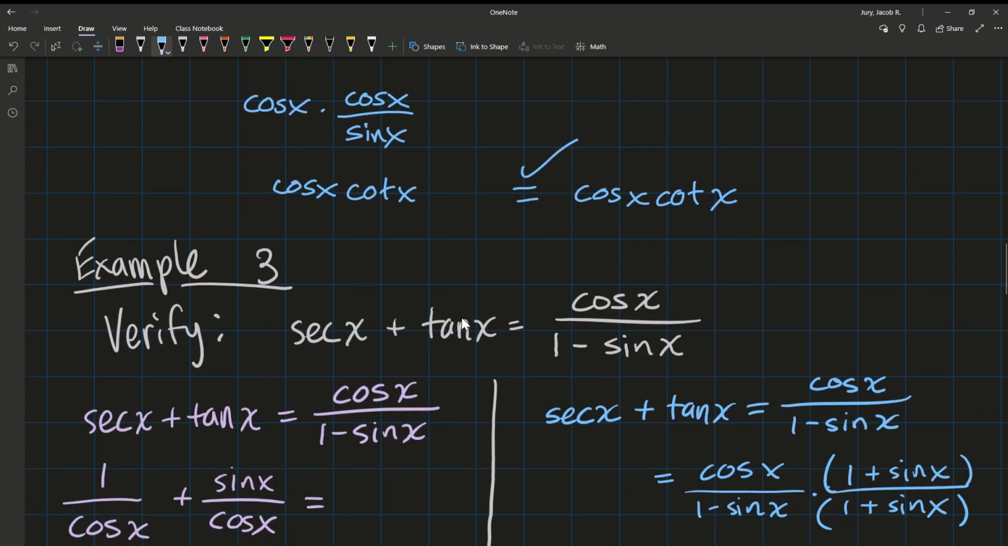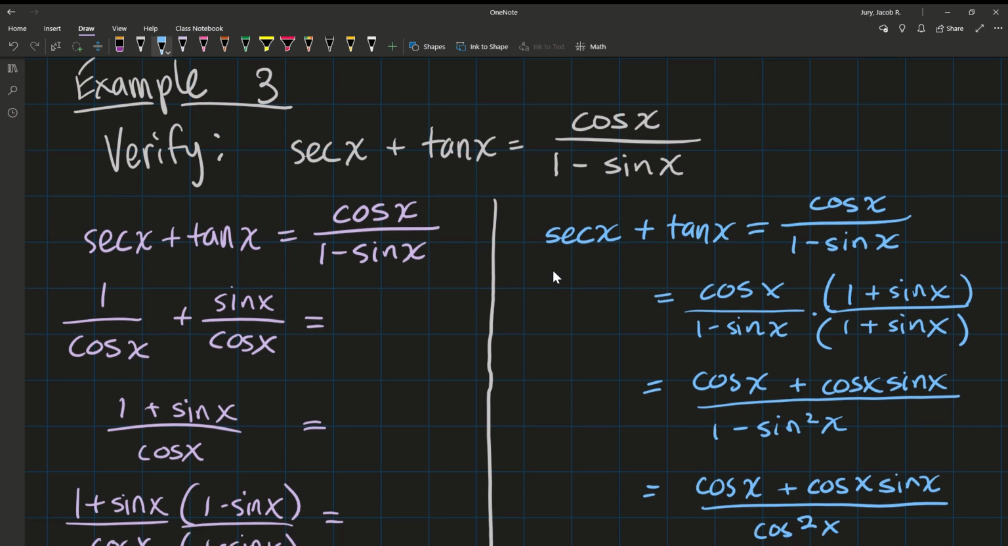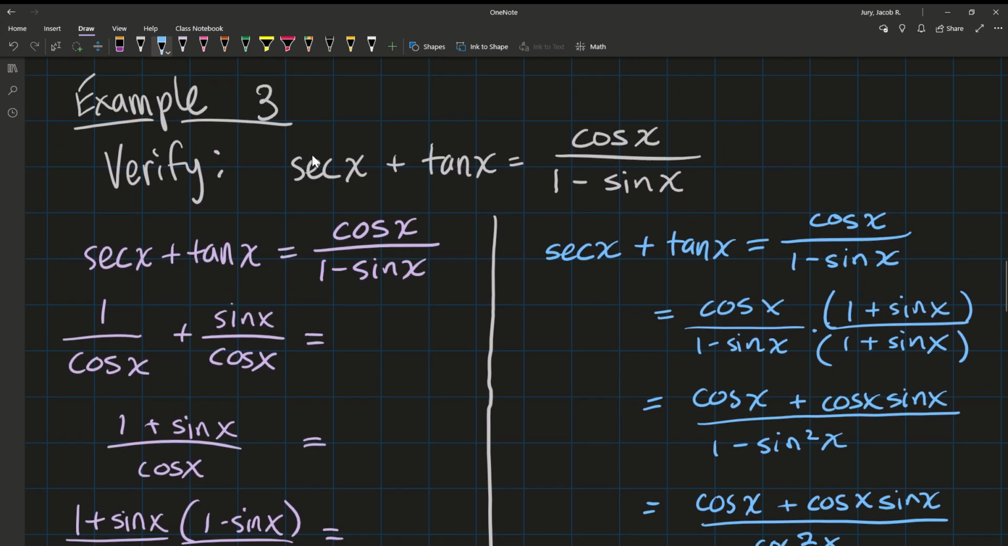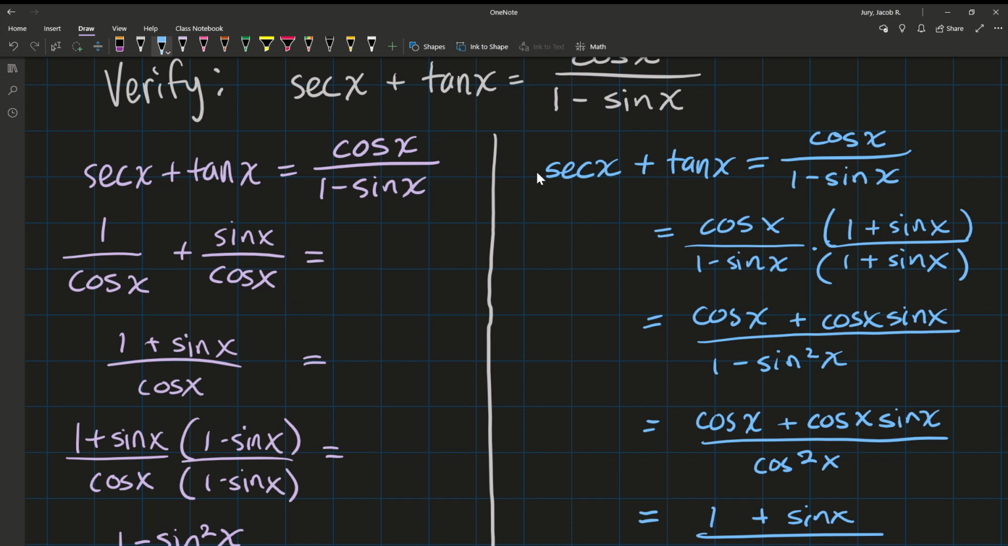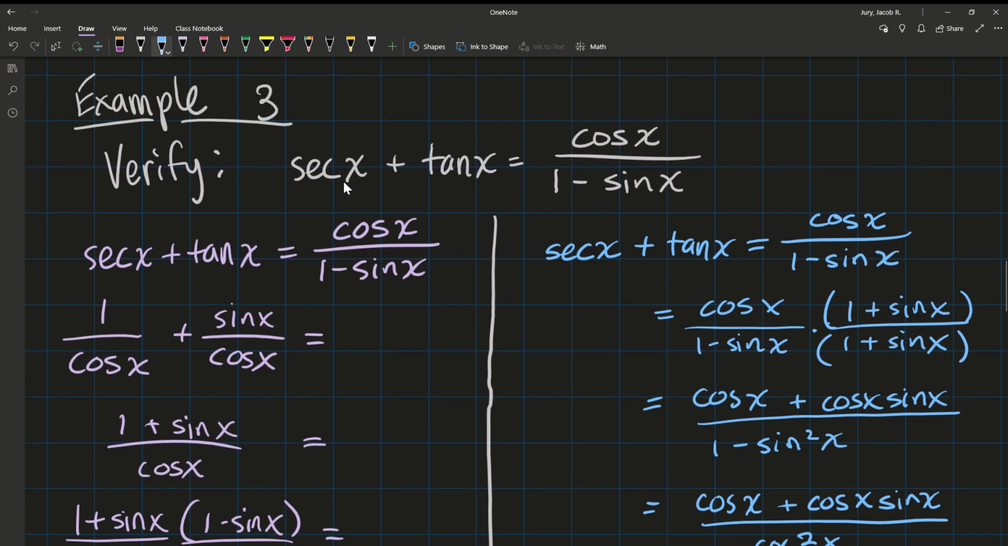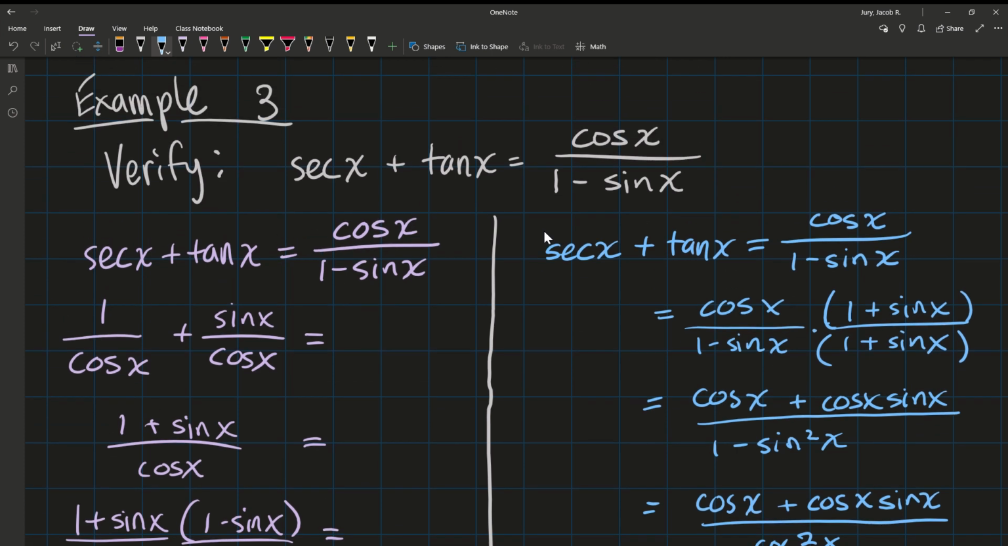Our third example is going to look at this: secant x plus tangent x equals cosine x over 1 minus sine x. Something important to remember here is to think about, well, what do you want to do first? Do you want to work on the left or work on the right? And I chose to do both of those things, so I'll just show this to you.